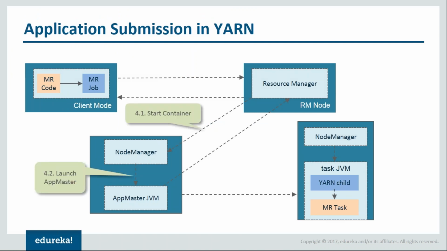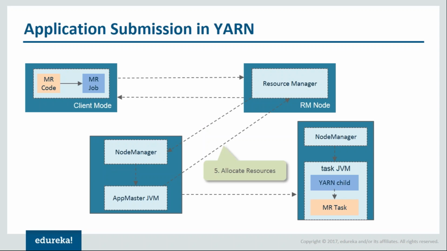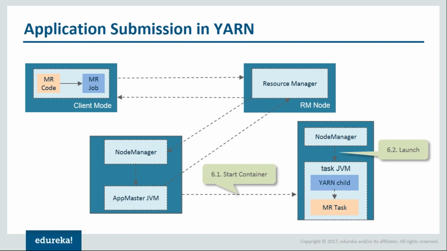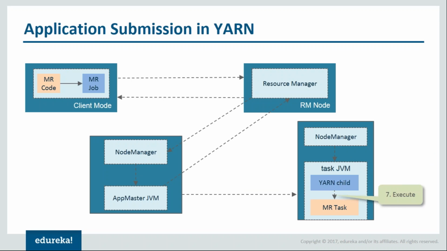Then the resource manager starts a container where the app master is launched. Now the app master is also launched in a particular container. The app master then gathers all the resource requirements in order to run that job and asks the resource manager to allocate all the resources. After that, when all the resources are provided, the node manager launches a container and starts it, and this is where the job executes.